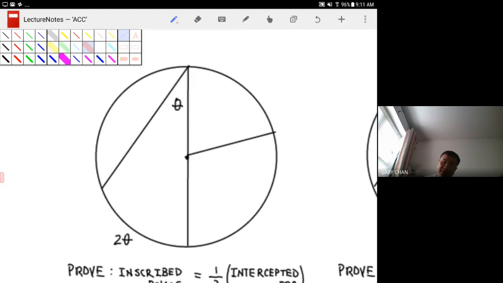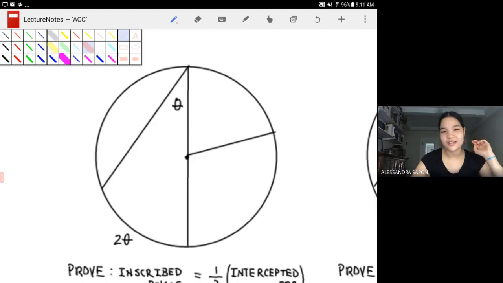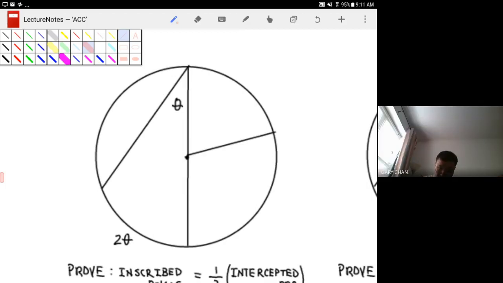Is there another way that I can draw the radius? Sasha, what do you think? You can connect it from the middle to the left side of that angle. Well, yeah, you could draw it anywhere, but connecting from the middle to the left side of that angle, I totally agree.